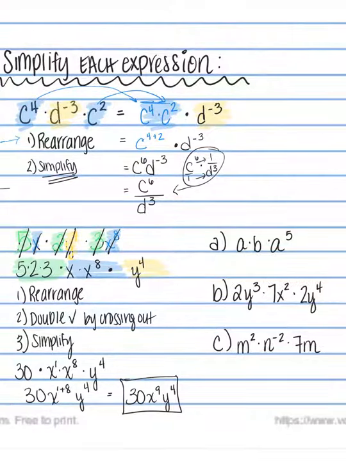I would like you now to simplify A here, B here, and C here. Copy these down on your own and make sure you're going through the 3 steps that we talked about. Rearrange, double check by crossing out your terms that you've used, and then simplify. When you simplify, your final answer should not have any negative exponents.